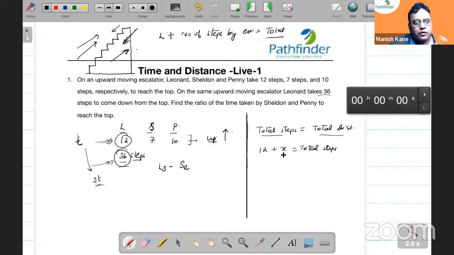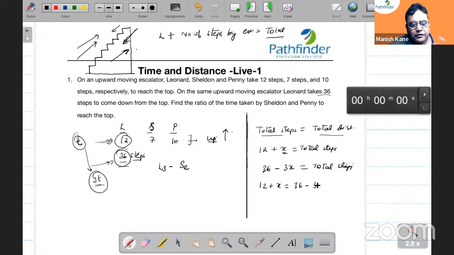Now you would note that escalator in t seconds has covered x steps. So in 3t seconds, the escalator will take 3x steps. So 36 minus 3x must also be total steps, correct? So which means 12 plus x must be equal to 36 minus 3x, which means 4x is equal to 24 and x is equal to 6.